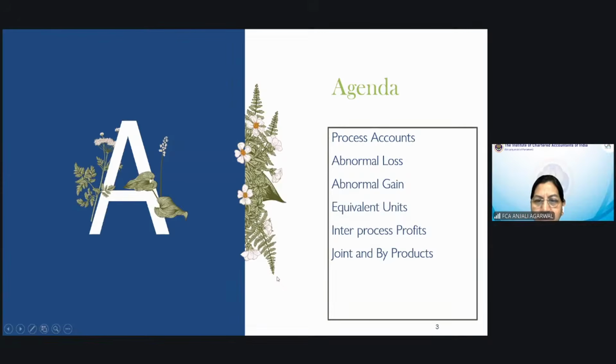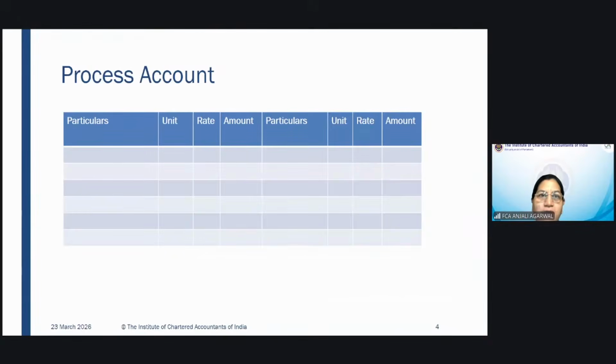In process costing and process accounting, we will learn about process accounts, normal and abnormal losses, and how we will prepare the process accounts. Let's look at the first step. Process accounts can have either 4 columns or 3 columns. When you prepare the process account, the outcome of process one will move to the next process as input.